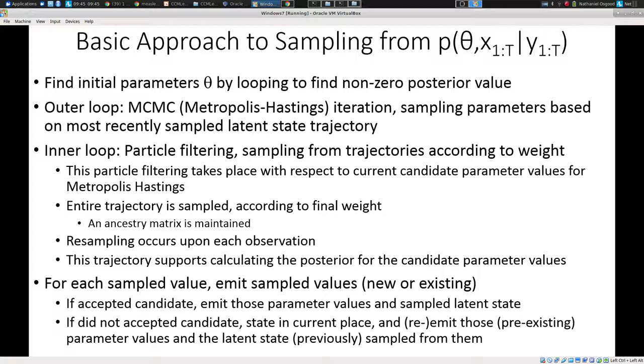But we're going to do that in a way that's joint with particle filtering. So we're going to use MCMC to sample these parameter values. And for each parameter value sampled, we're going to perform particle filtering whose undertaking will be assuming the sample value of the parameter. Okay, it's actually the candidate value of the parameter that's proposed. And this will allow us to sample from a trajectory of values according to their weight.